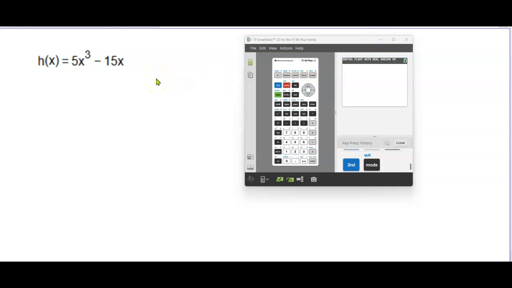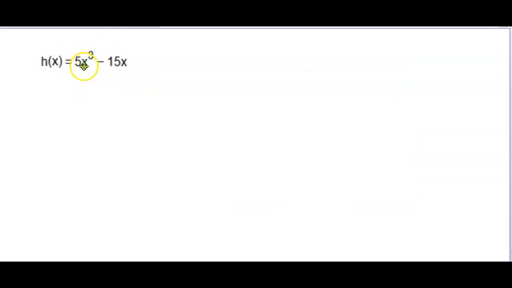In this video, we're going to use the first and second derivatives to analyze the geometry of this function given here, 5x cubed minus 15x.